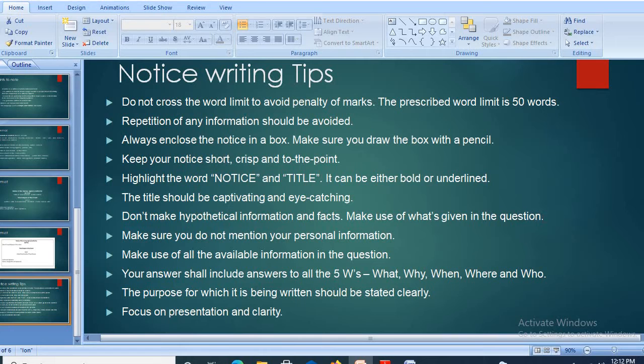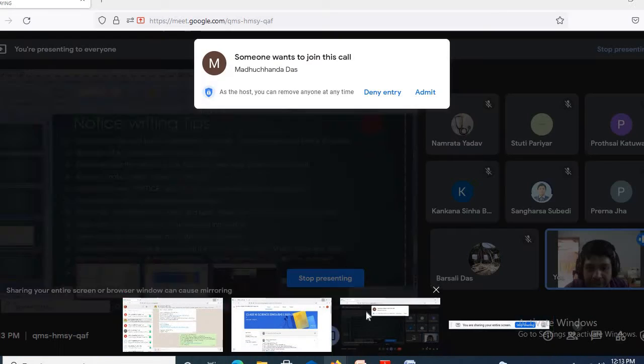Yes. Notice writing tips. There are some points which I had arranged and I want to share all these points with you all. See, the first one, you see what is written: word limit. It has to be within 50 words. Do not cross the word limit, to avoid penalty of marks, because the prescribed word limit is 50 words. Repetition of any information should be avoided. You should not repeat; repetition of any information should be totally avoided.